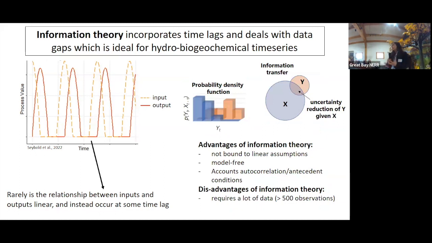This is a statistical approach that incorporates time lags and can deal with data gaps, which is ideal for hydrobiogeochemical data. So information theory leverages the inherent amount of information contained within a time series. So this is based on probability distribution. So if you think about a time series that is extremely variable, it has a lot more information in it than a time series that has one type of value. So what we do is we apply this algorithm to two related time series and can kind of understand how much information is stored within a variable, shared, and then transferred.